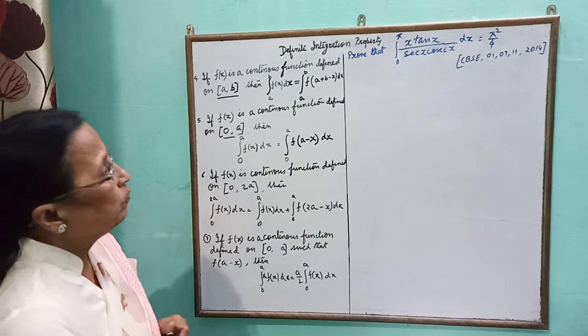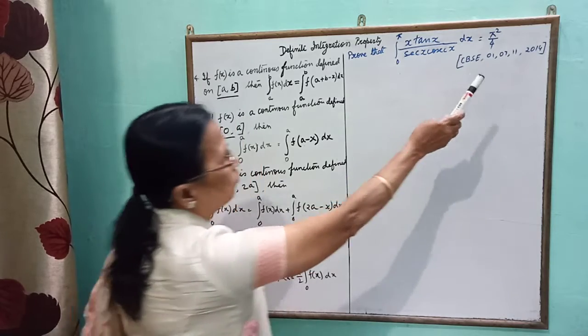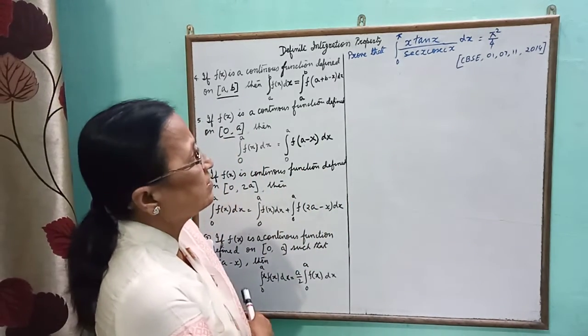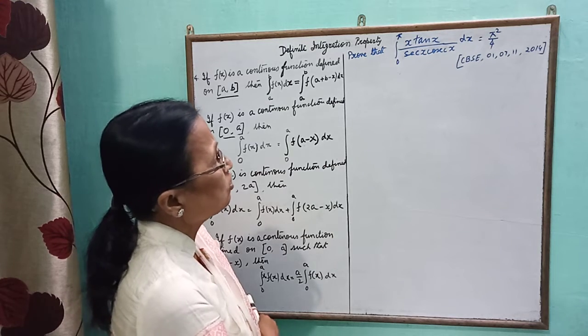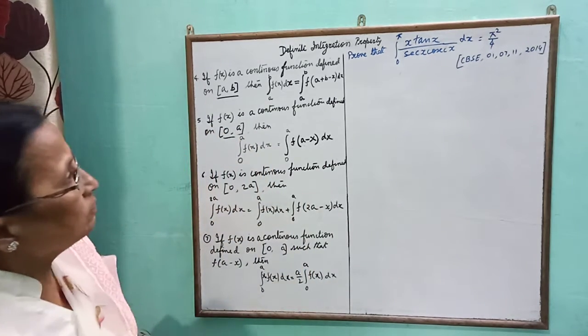Now you have to prove one problem. This question came in CBSE board several times. Integral of x tan x divided by sec x cosec x dx from 0 to pi, you have to prove that this is equal to pi square by 4. Now how to solve this one?